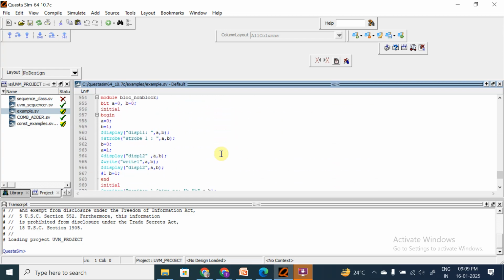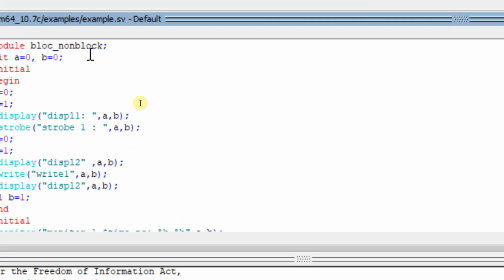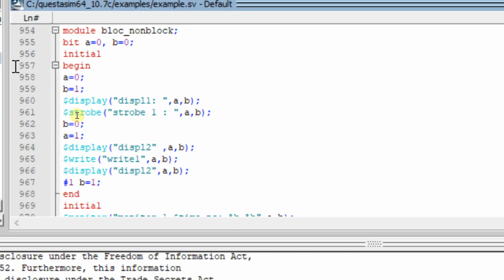Yeah. I think my screen is visible, right? Let me zoom in. Can anyone confirm whether my screen is visible? Yes, sir. Yes.